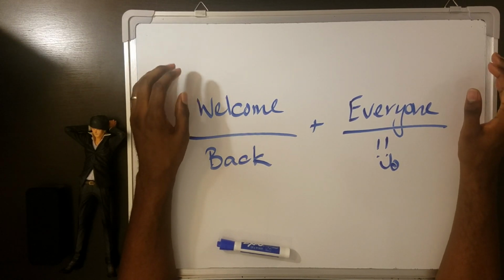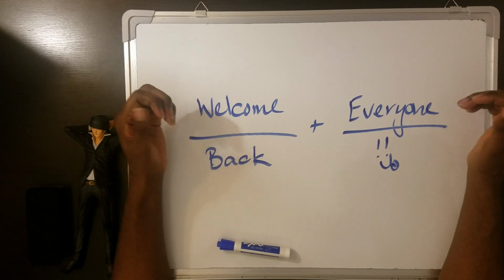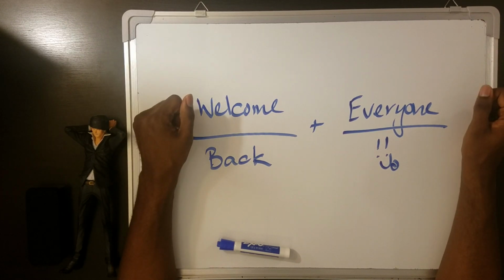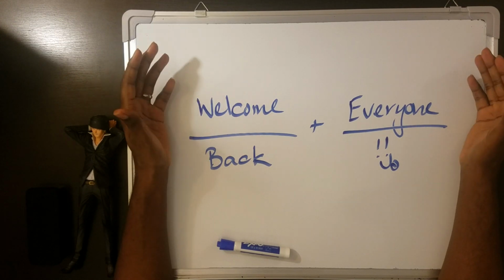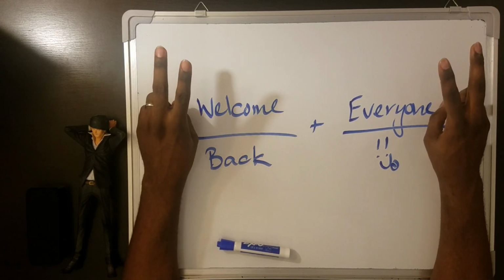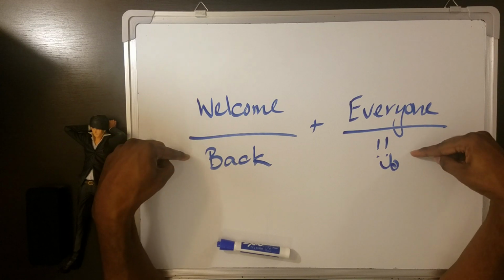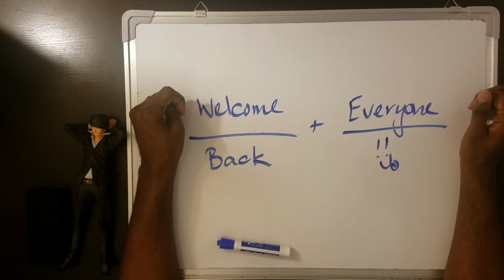Today we're going to be jumping into a 6th grade topic, adding unlike fractions. If you're unsure what an unlike fraction is, that is just another term for adding two fractions that have different denominators.